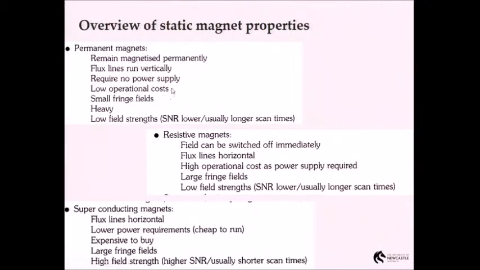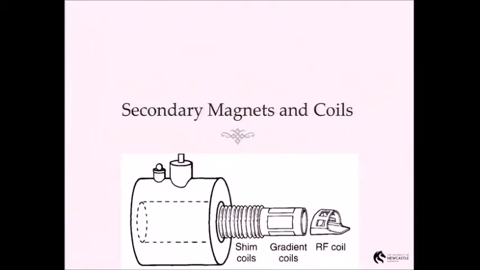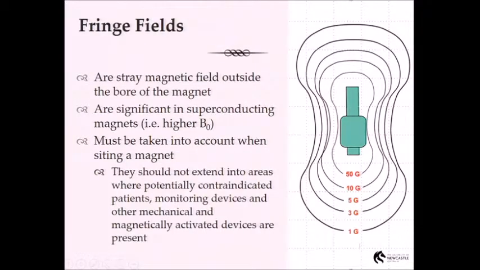And I guess the summary slide, overview of static magnetic fields, so our permanent magnets, our resistive magnets and superconducting magnets. I'm sure there'll be some sorts of questions in the exam which may ask a little bit about the differences between each. I assume they're going to be along the lines of magnetic field strength and maybe cost differentials. So as I mentioned, we have our main magnetic field, and then we have what's called secondary magnets and coils. Quick summary: shim, gradient coils and RF coils. I spoke a little bit about fringe fields.